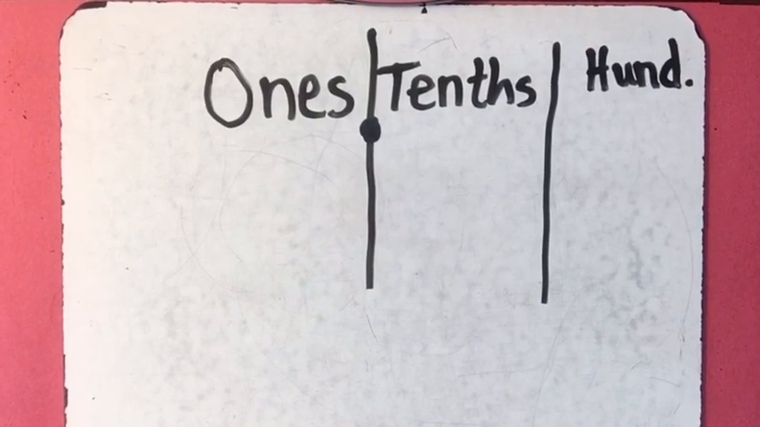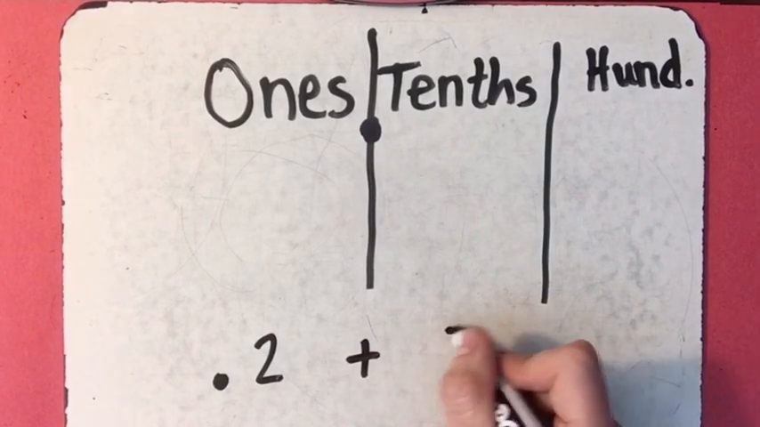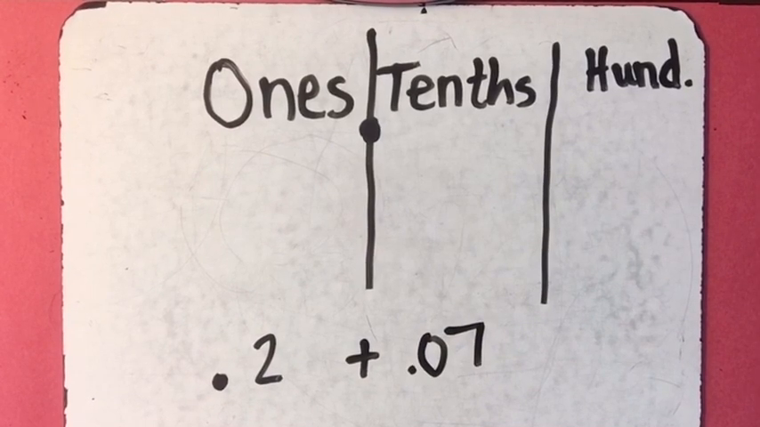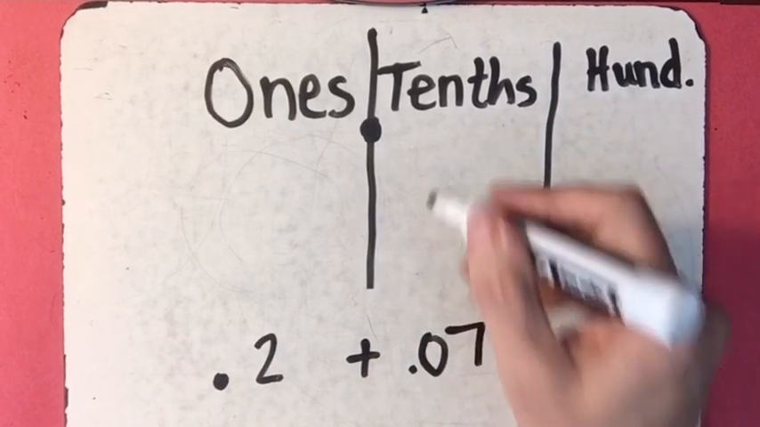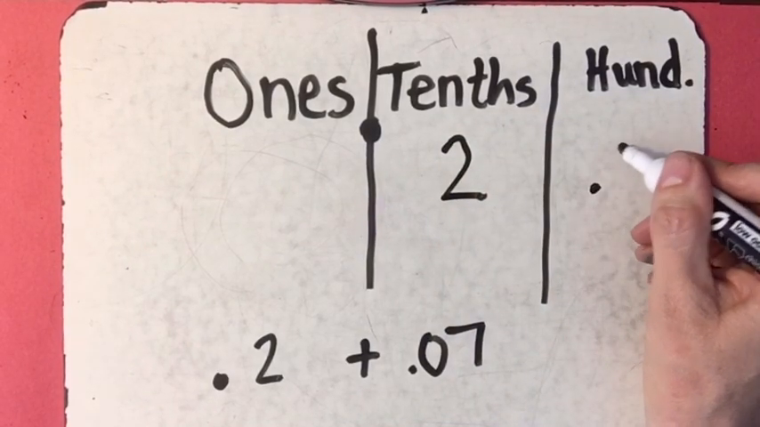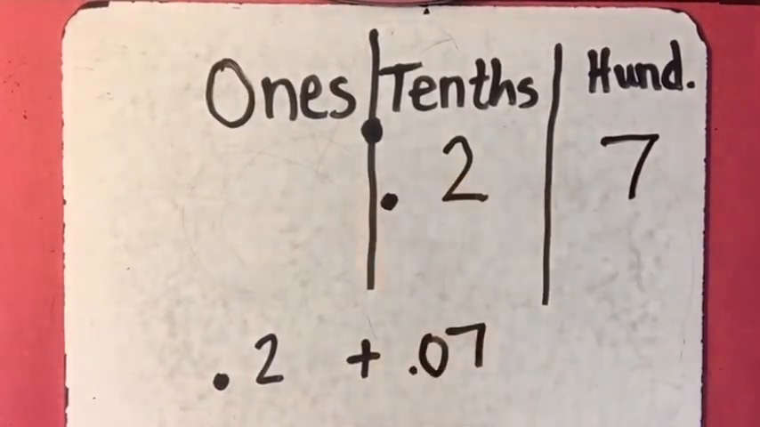Okay, so I'm going to show you a different way to look at what we were learning yesterday. Let's say I asked, what is 2/10 plus 7/100? I'm writing backwards here. All you would really need to do is put these two digits in the correct place value. This is 2/10, and this is 7/100. So if we put our decimal point down, we have 27/100.